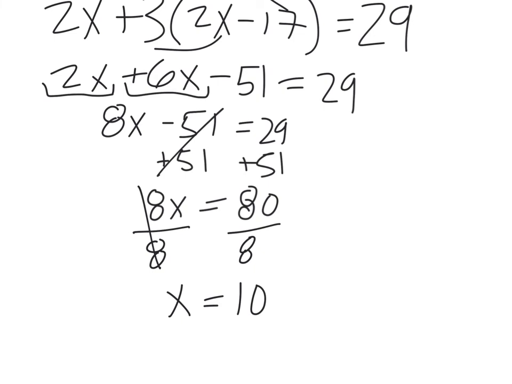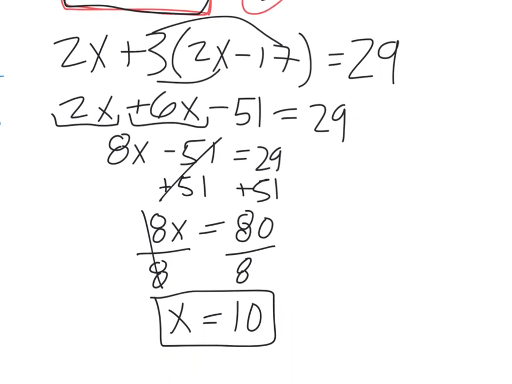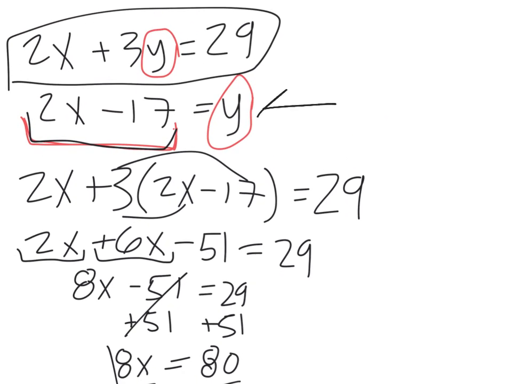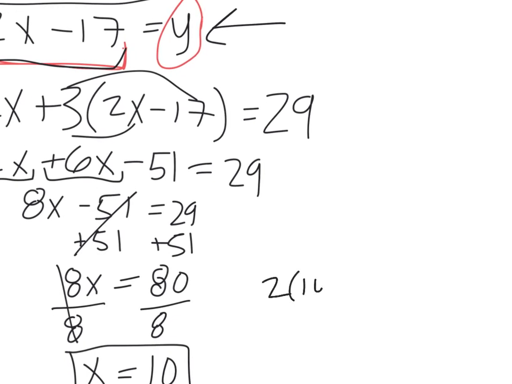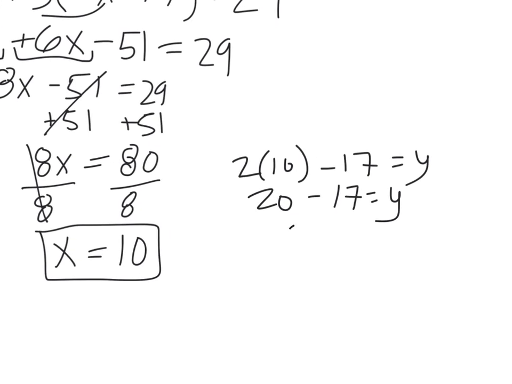Now that I have 10 for x, that's one of my answers. I need to plug in 10 for x. I'll do it with this equation here. So that's 2x, or 2 times 10, minus 17 equals y. 2 times 10 is 20. Bring down the minus 17 equals y. 20 minus 17 is 3, which is equal to y, which means y equals 3 and x equals 10.